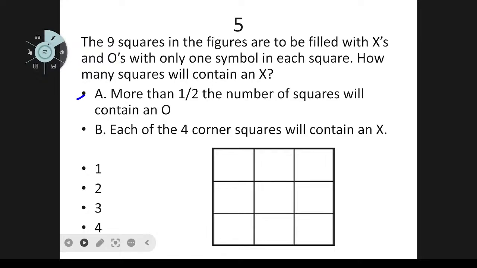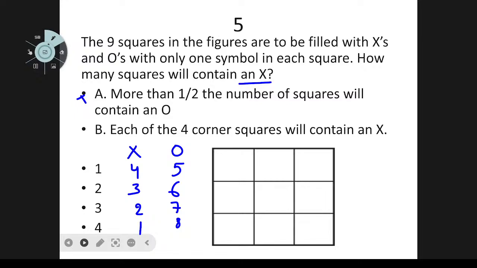So by using the first statement, do I know how many squares will contain an x? According to the first statement, more than half of the number of squares will contain o. Out of 9, more than half is 5. So if o's are 5, x would be 4. Now it's not necessary that it is 5 only. More than half means it can be 6 also. Then x is 3. It can be 7 also. Then x is 2. It can be 8 also. This is one possibility. So by using the first statement, I actually don't know how many squares contain an x. It can be 4, 3, 2, 1, whatever it is, right?